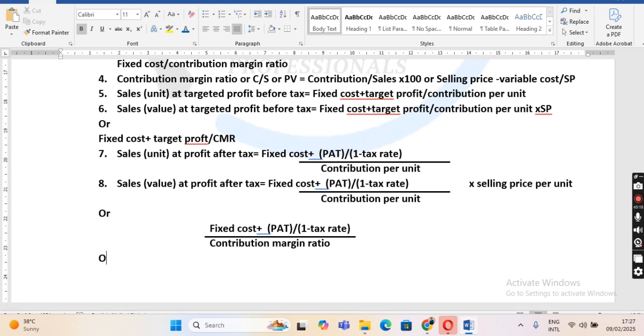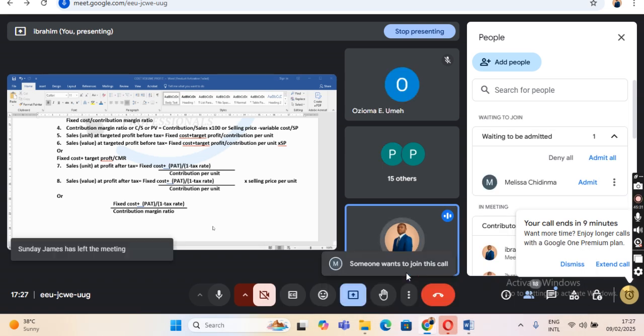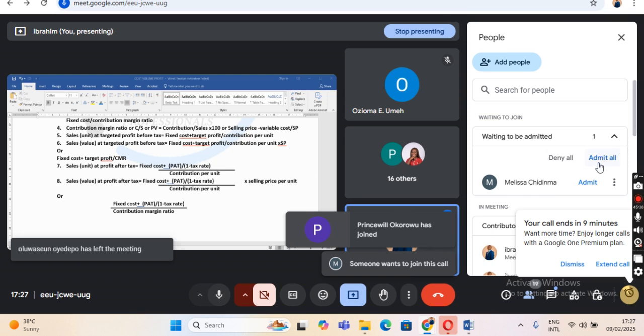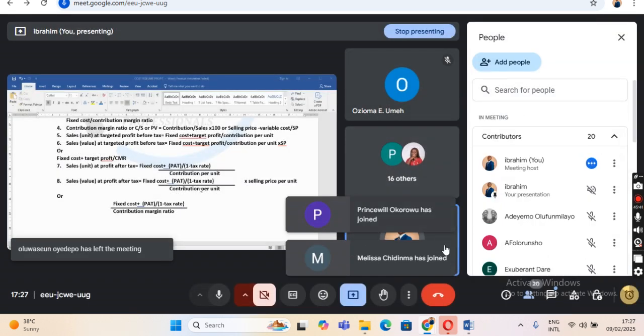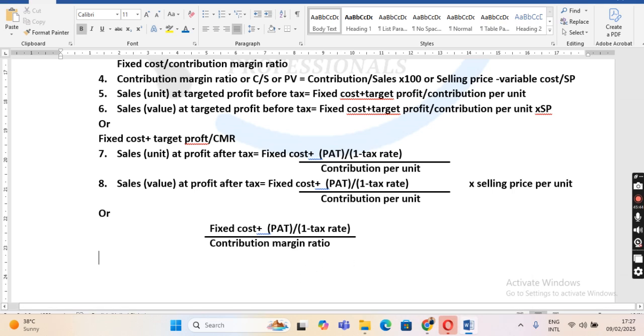Contribution margin ratio. Another formula we need to talk about is margin of safety, class. That will be the last formula here. Margin of safety. So all these formulas, you must know them. So we have margin of safety in percentage.